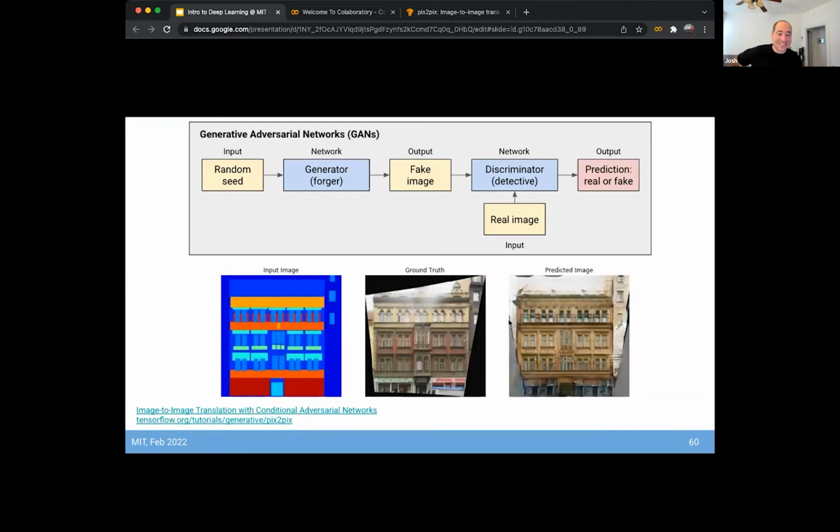There's another important class of models which are really quite beautiful called GANs. All of the models that we've looked at so far are doing things like classification. GANs can do something like generation. And this is really beautiful.